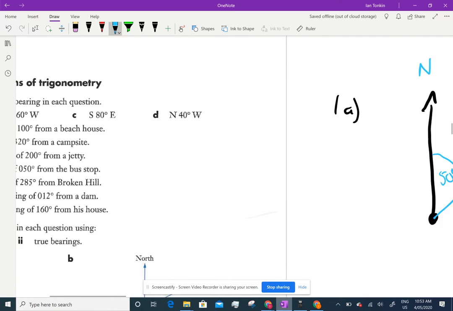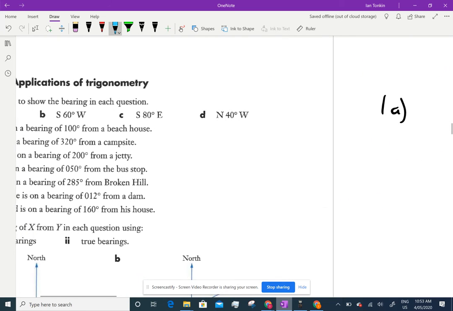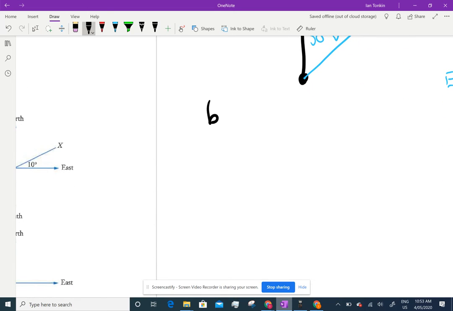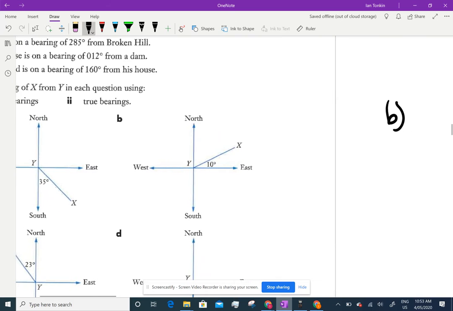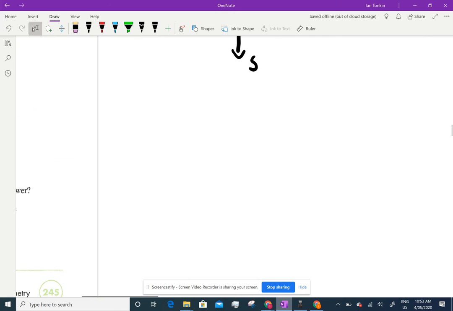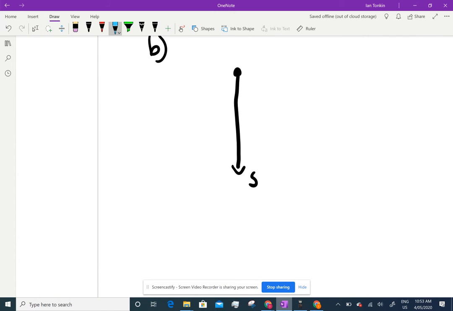Let's have a look at another one. I want to do a south. So south 60, let's do B. South, B is south. So I'll put a dot. I go down here to south. And what was it? 60 degrees west, I think. 60 degrees. So remember, west is over here. So I've got to go 60 degrees that way. And remember, not a protractor, but a reasonable diagram.